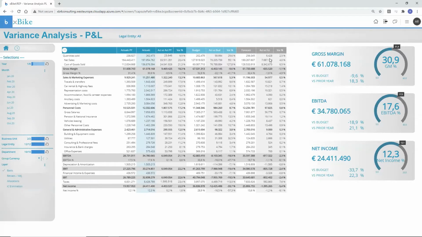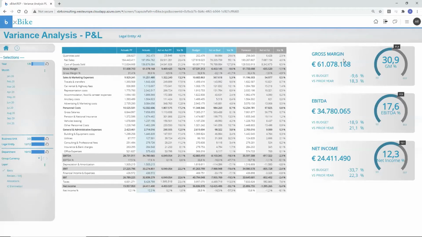In this report we have some filters. For the moment we are looking at the year-to-date data from January to October, all business units, all legal entities, all departments, and the basis layer, which is a dimension that I will explain later during the demonstration.